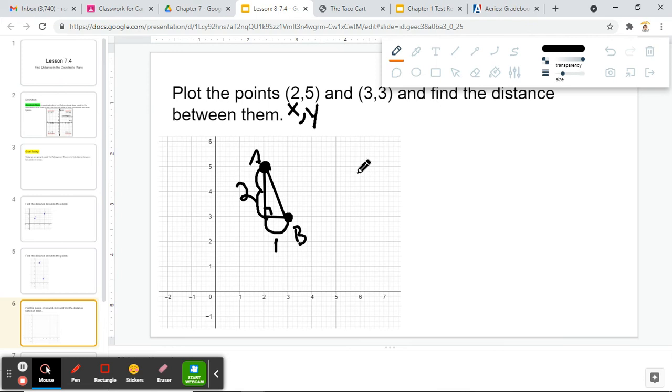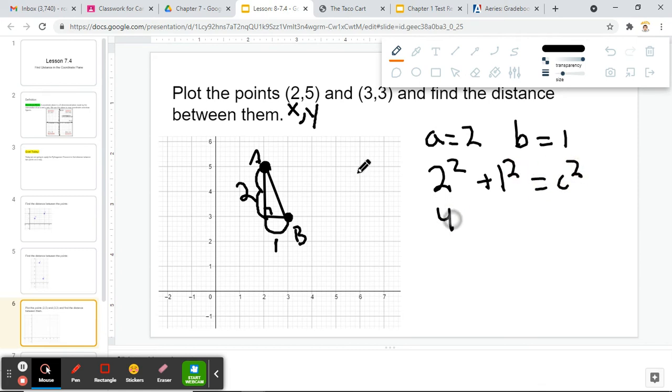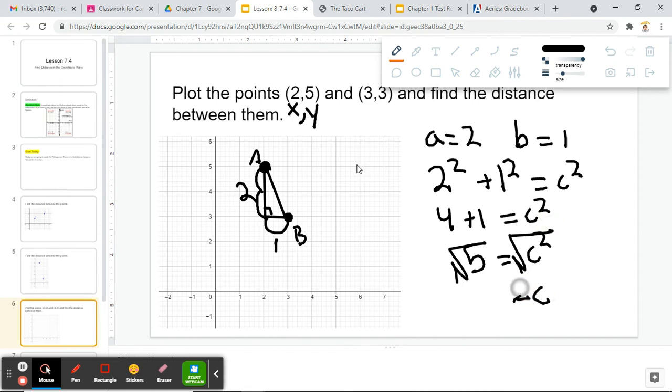Well, this question looks a little bit familiar now. All right, so our A is equal to 2. Our B is equal to 1. So 2 squared plus 1 squared is equal to c squared. 4 plus 1 is equal to c squared. 5 is equal to c squared. Now we have to take the square root of both sides. We're going to get c is approximately, that's similar to the one we did before, I should remember this. C is approximately 2.2.